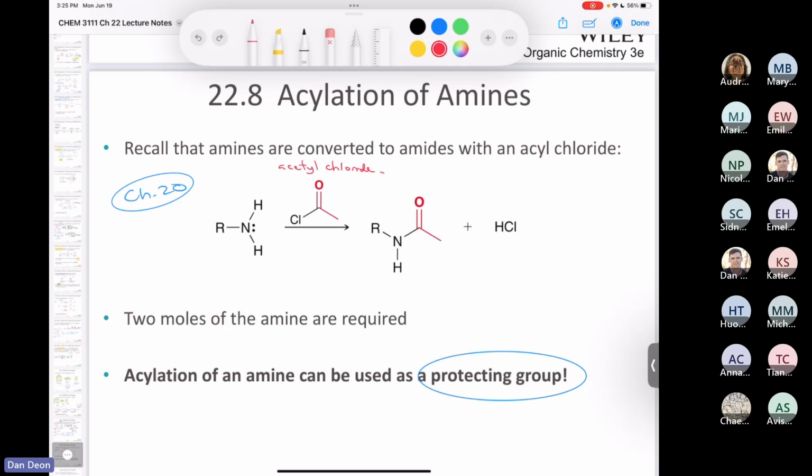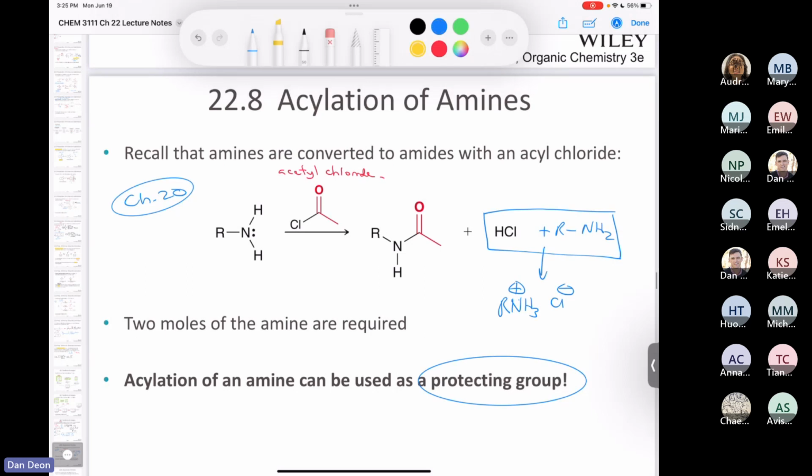Why is that? It's because the second mole of the amine is going to react with HCl, right? It's going to react with that, and they're going to combine, and you're going to end up with the alkyl ammonium chloride salt, right? So it neutralizes the HCl that's formed in the reaction. So we covered this again in chapter 20. So there's nothing new on this slide.